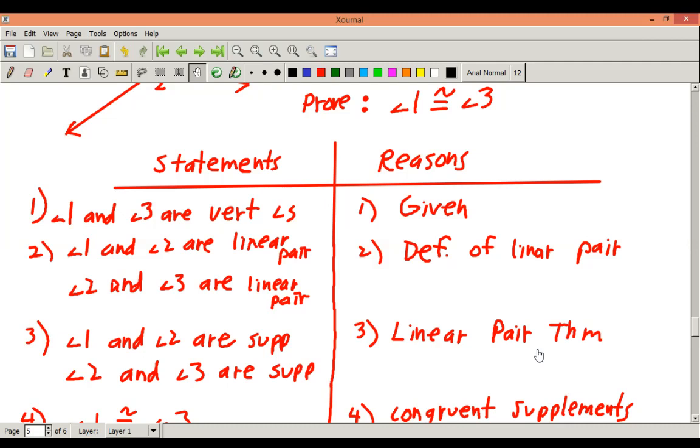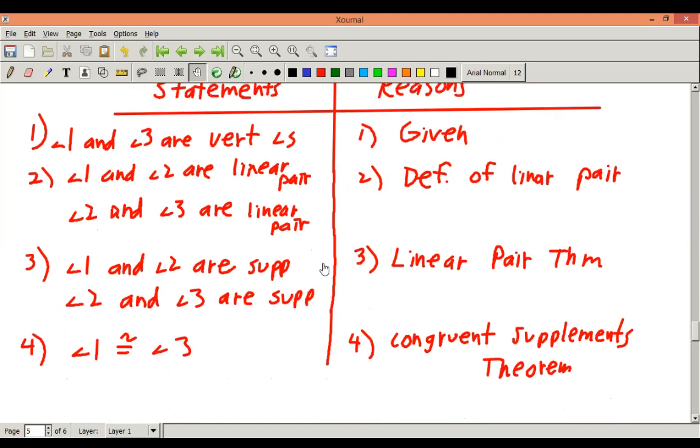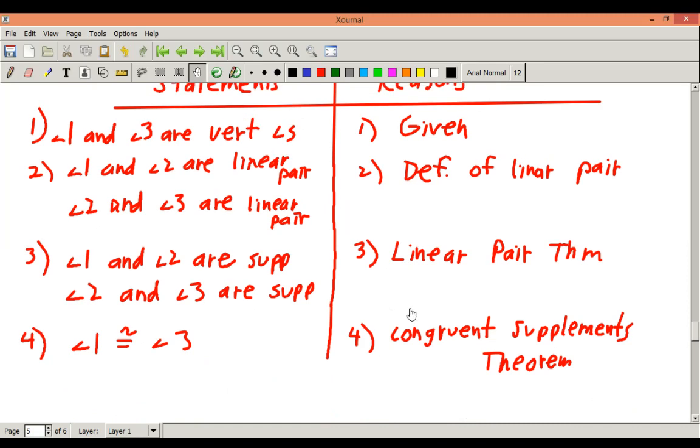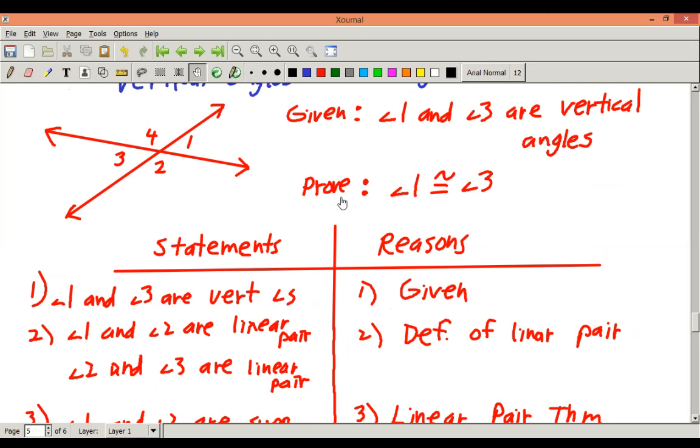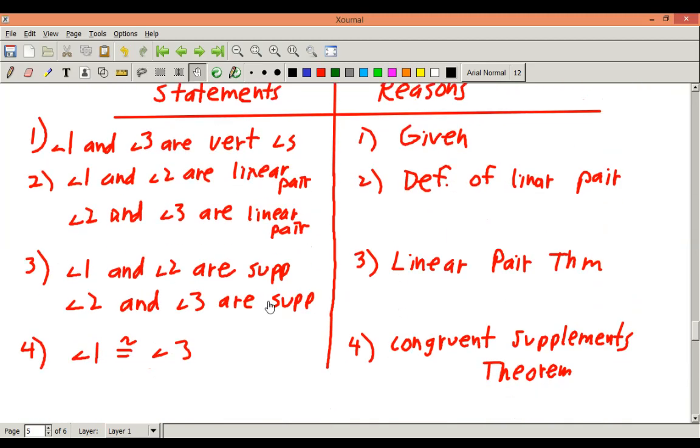We also know that angles 2 and 3 are supplementary by the same linear pair theorem. Okay, so we use the linear pair theorem to prove the vertical angles theorem. Okay, look at our last statement. Angle 1 is congruent to angle 3. Remember, that's what we're trying to prove here. Angle 1 is congruent to angle 3.